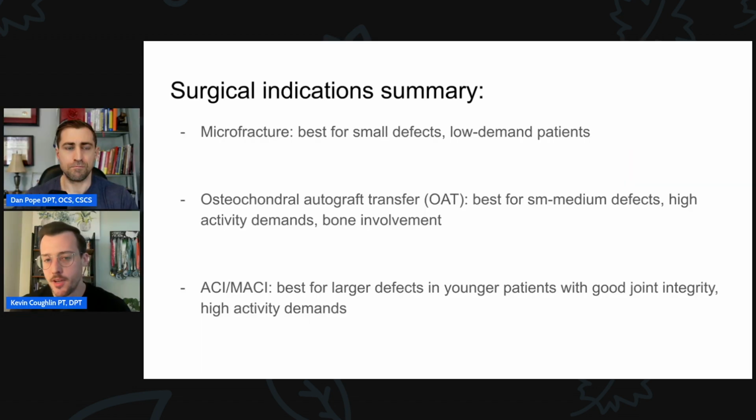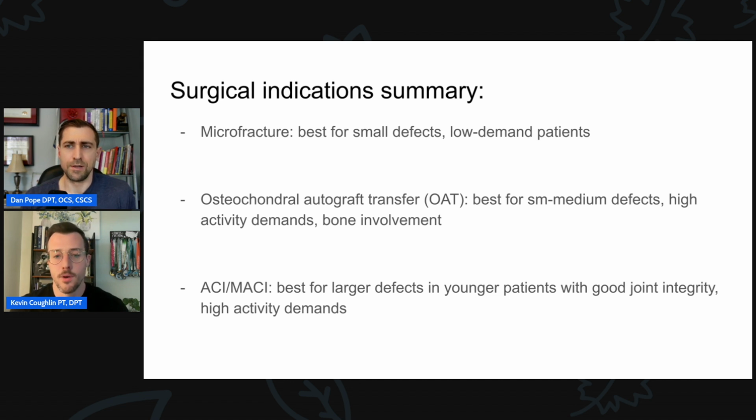All right, and then just to summarize those, because we'll talk about those in a future episode, the microfracture broadly is best for smaller defects with lower demand patients. So someone who might not be getting back to higher level activity, they really just want their symptoms to be a little bit better. Maybe buy some time before they think they need a knee replacement or something like that. A microfracture could be suitable.